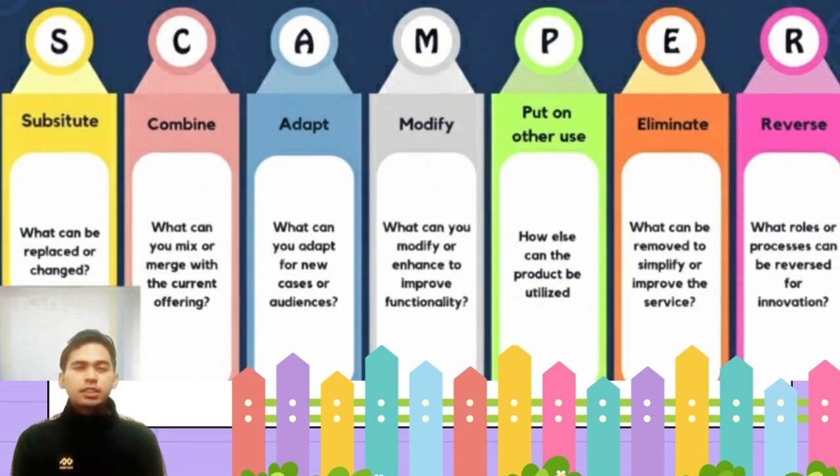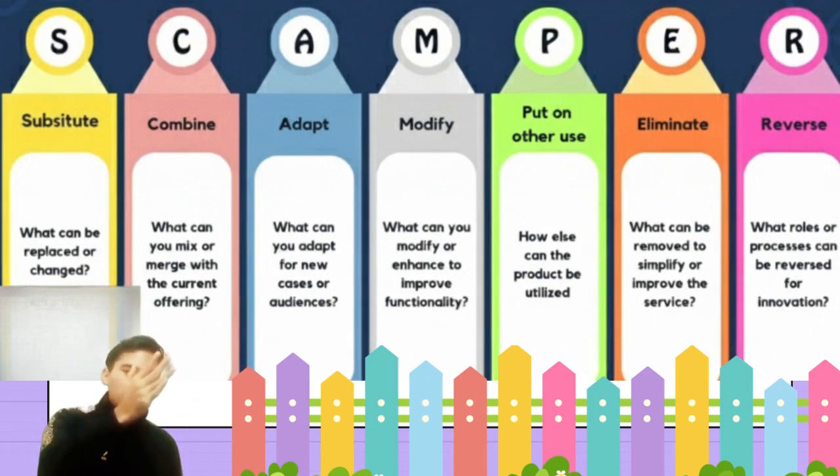Next, A stands for adapt, which means what can you adapt for new cases or audiences. M stands for modify. It means what can you modify or enhance to improve functionality. P stands for put to other use, which means how else can the product be utilized. E stands for eliminate. It means what can be removed to simplify or improve the service. And lastly, R stands for reverse, which means what roles or processes can be reversed for innovation.